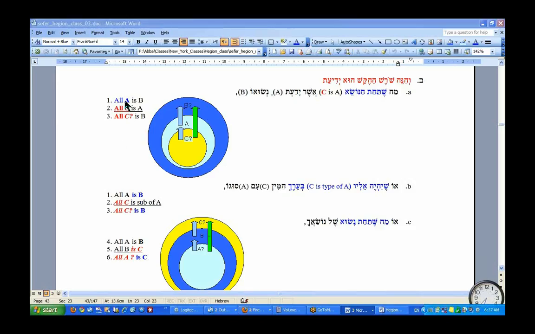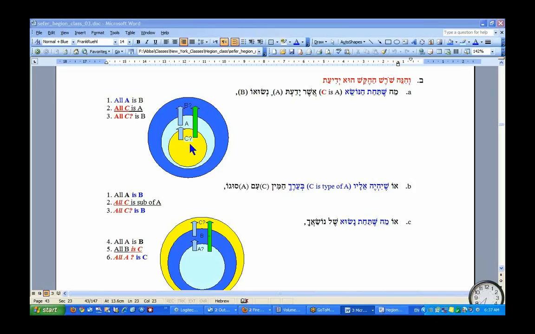And that's what I wrote here. All A is B, as opposed to all C is A, and it means equivalent, and therefore all C is B. Okay? So in other words, it doesn't have to be an all statement, but it could be an all statement.